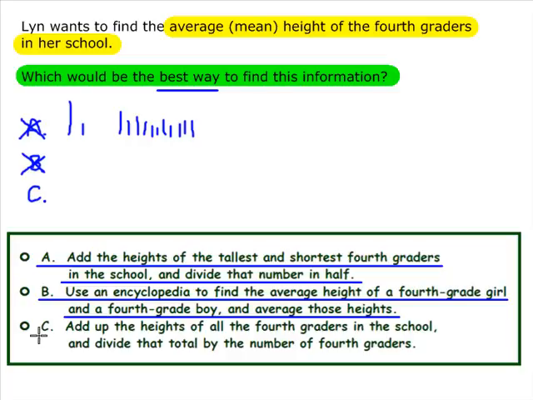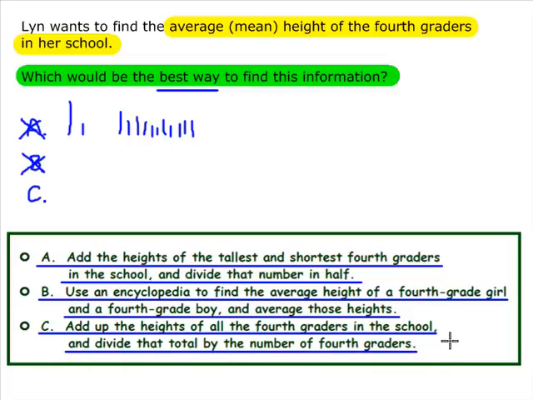Let's read C. Add up the heights of all the fourth graders in the school and divide that total by the number of fourth graders. Well, that's perfect. That's exactly how you go about finding the average or mean. You add up all the heights of, in this case, fourth graders in the school and divide by the total number of fourth graders. That's perfect. That's using the formula for the average or mean. So in this case, C is the correct answer.